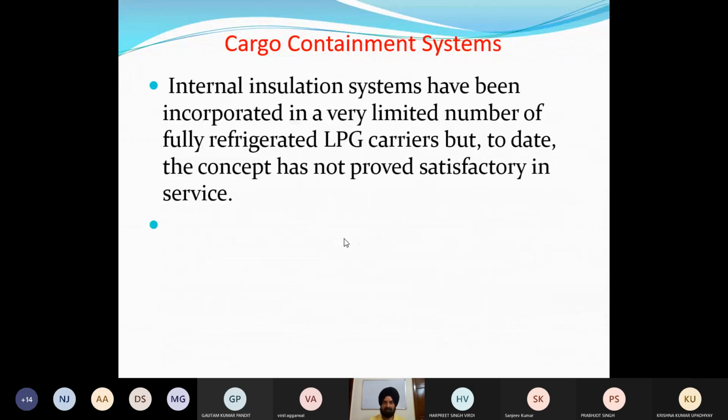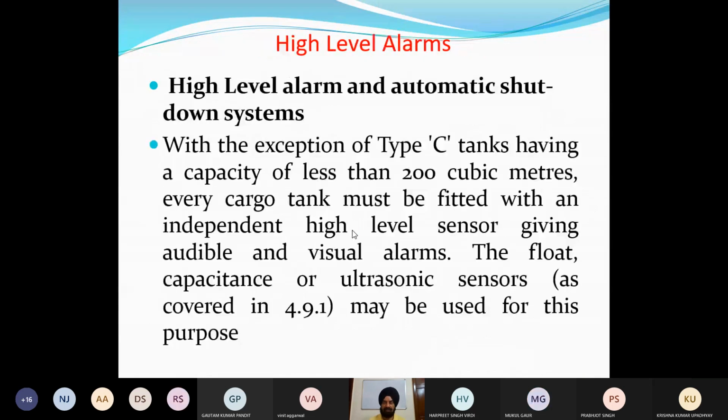Internal insulation. So that covers all your tanks. Now on these ships there are a lot of sensors and high alarm systems, because you cannot see that you are taking LNG, it's a totally enclosed system, so naturally high alarm and automatic shutdown systems are provided because of safety.